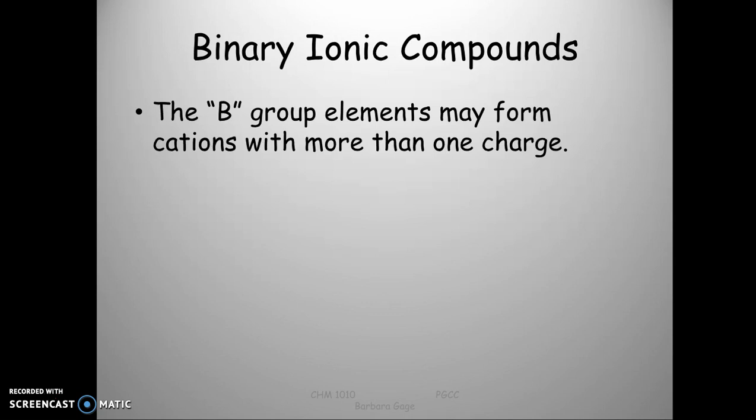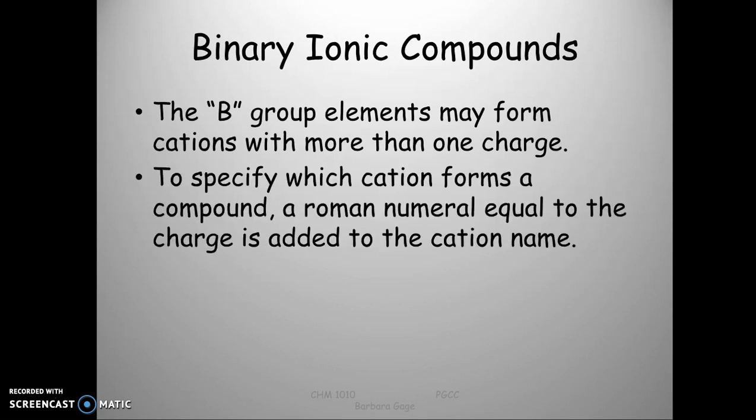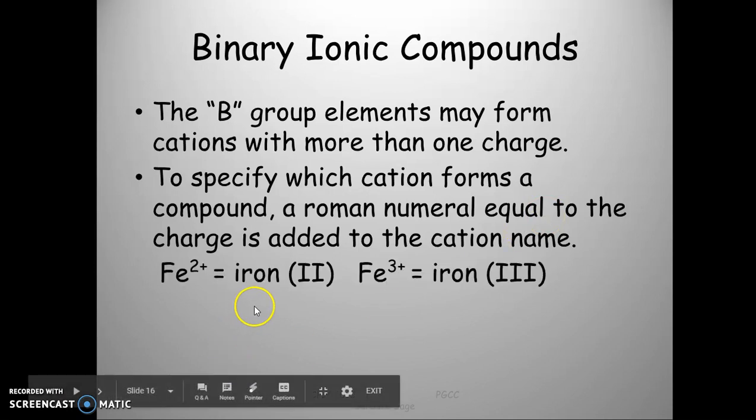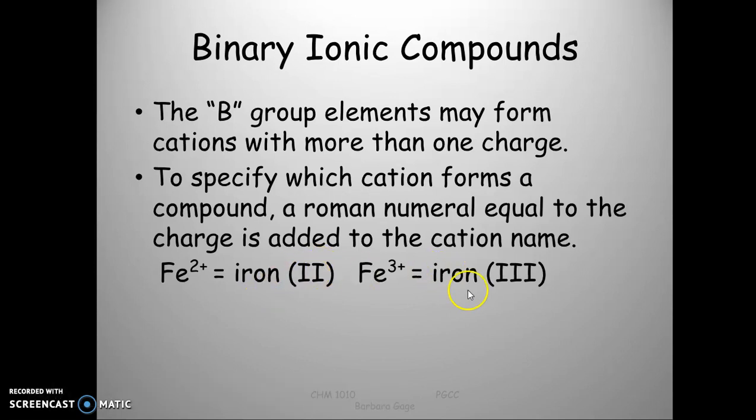Now, there are some elements, some metals that can form more than one charge. And in order to specify which ion it is, you're going to place a Roman numeral that is equal to the charge next to the cation. So iron, for example, sometimes is a 2 plus, sometimes is a 3 plus. In order to designate that, you just say iron 2 or iron 3, and then just put the name of the anion after that. So that one's pretty simple.